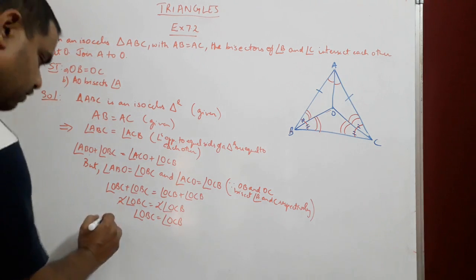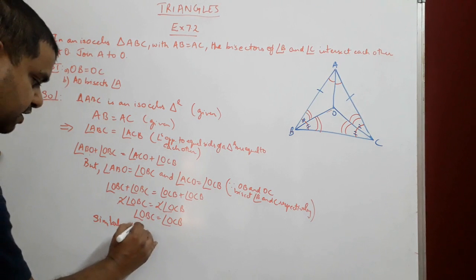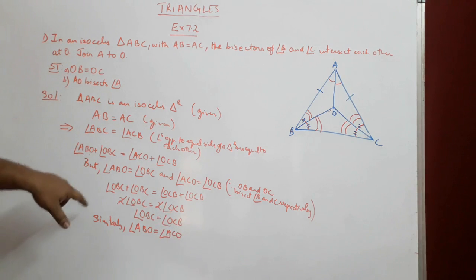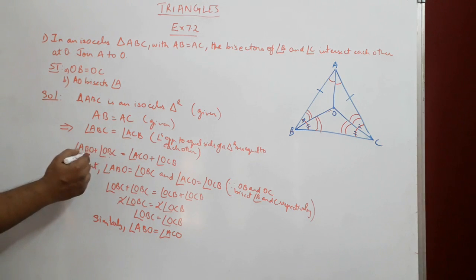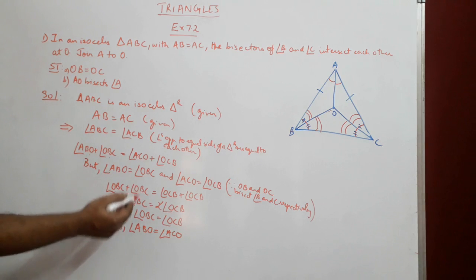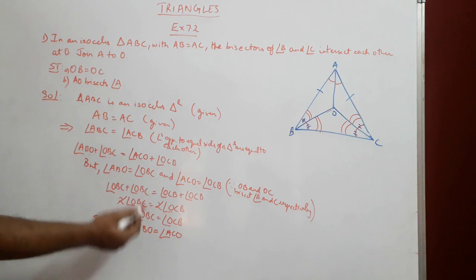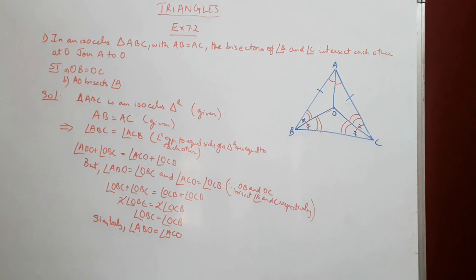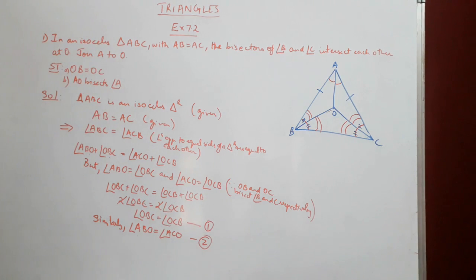Similarly, we can also prove that angle ABO is equal to angle ACO. In place of replacing ABO with OBC over here, had we replaced OBC with ABO, we would have got 2 times ABO, and here 2 times ACO. Both would have cancelled and we would have got ABO equal to ACO by the same method. So we can directly say angle ABO is equal to angle ACO. We can mark this as 1, and this as 2.